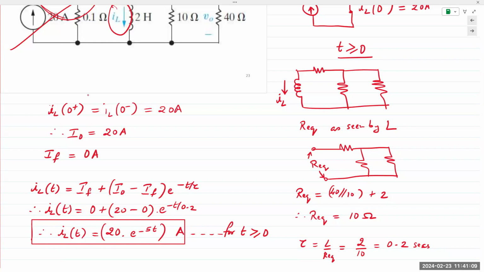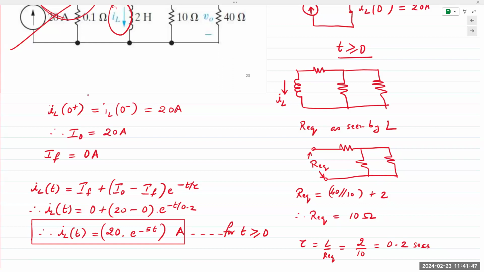Let's take a look at that expression. If you plug in t equals 0, what do you get? E raised to 0, which is 1. 20 times 1, 20 amps, which is the value that we established at the beginning. So this equation is valid for all values of t greater than or equal to 0. If you plug in t equal to minus 1, it's not going to work, because that equation is no longer valid. All right, questions.